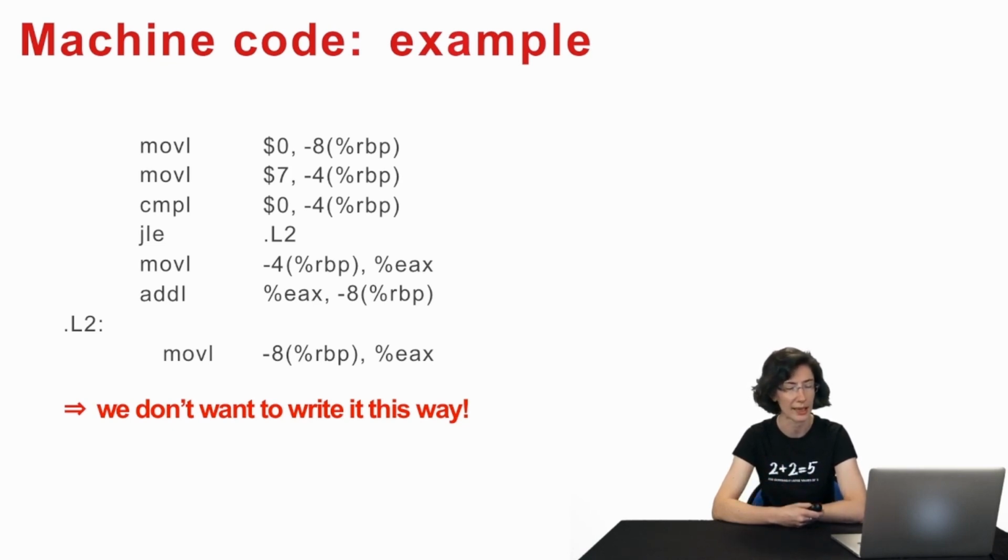That will compare the value 0 with what's in register number 4. Then, from the result of this comparison, there's a test. And depending on the result of this test, we'll jump to another label of the program, which is label L2, and then we do something else.